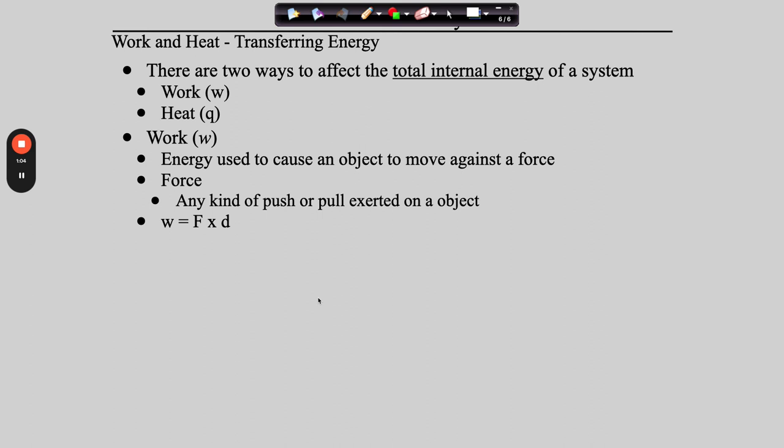Displacement. And then, guys, this. Heat is the transfer of kinetic energy from hot to cold. So you have to have something cold and something hot. If two things are the same temperature, heat cannot transfer. So heat transfer requires the temperatures to be different.